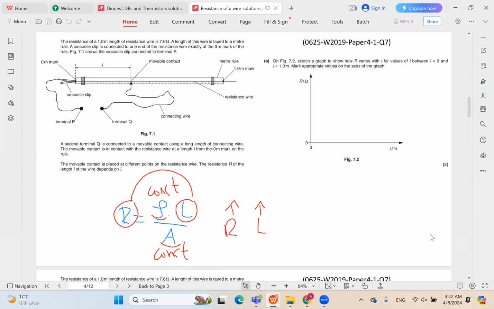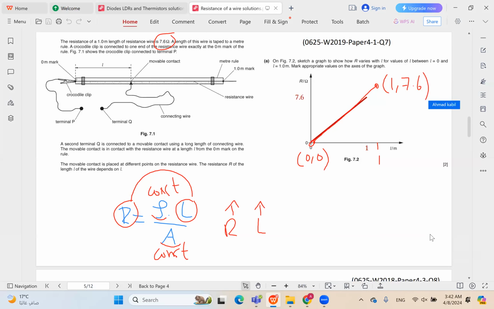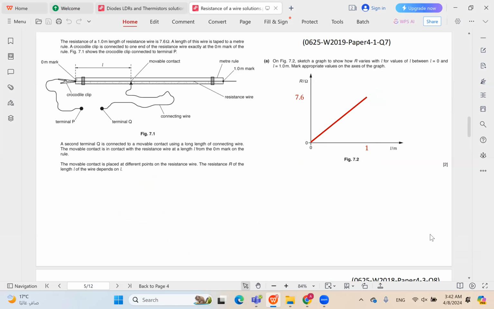So we have a straight line that looks something like this. It starts at 0, 0, and when the length is 1, it ends at this point here. And we were told that the total resistance is 7.6. So we are supposed to mark 7.6 on the graph like this. This would be the correct version of the graph between 0, 0 and 1 and 7.6.